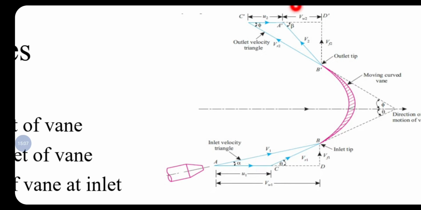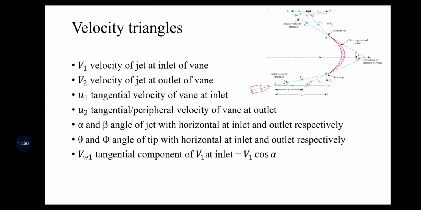So this is the outlet velocity triangle, which is the combination of the relative velocity at the outlet, that is the resultant of the tangential velocity of the plate at the outlet, U2, and the velocity of the jet at the outlet, V2. You will get VR2. Then Vw2 is the velocity of whirl at the outlet, and Vf2. So triangle C dash D dash B dash represents the outlet velocity triangle for the vane, which is curved in nature and is struck by a jet at one of its ends.